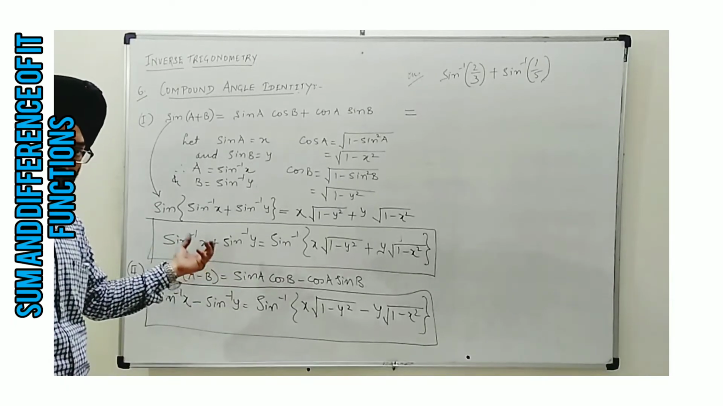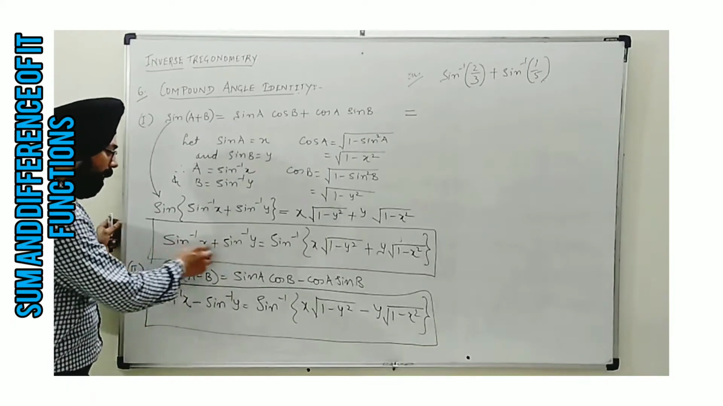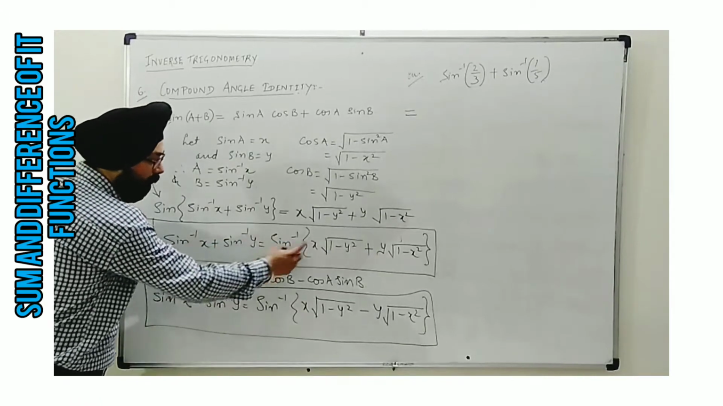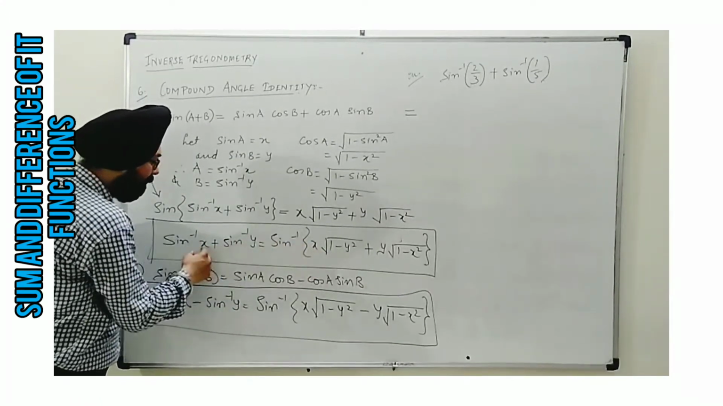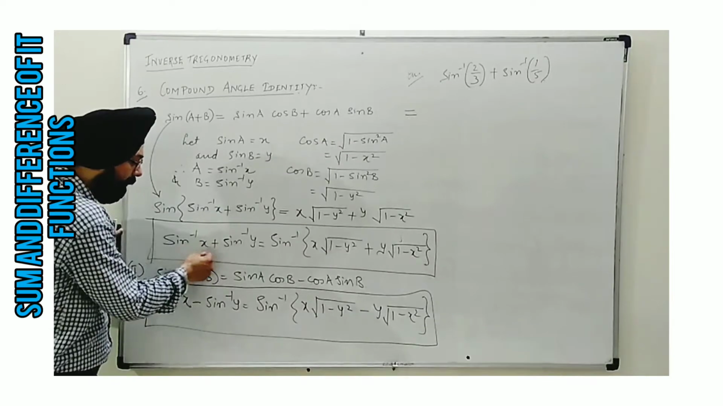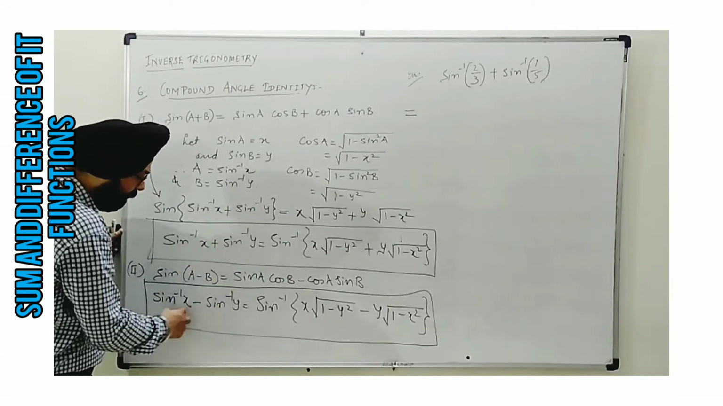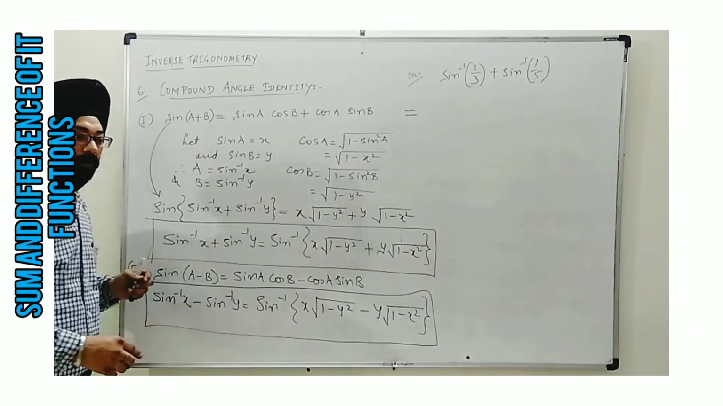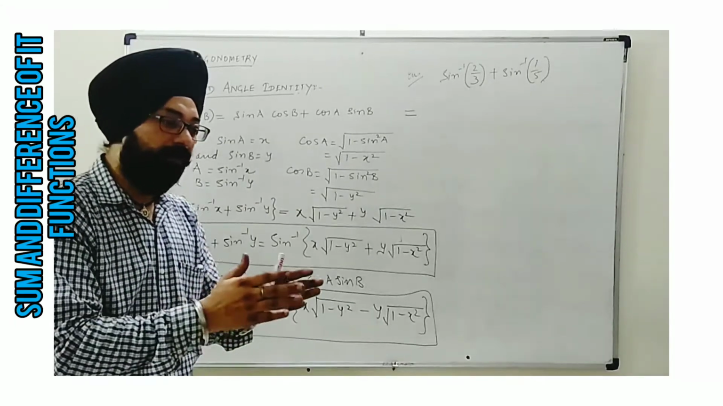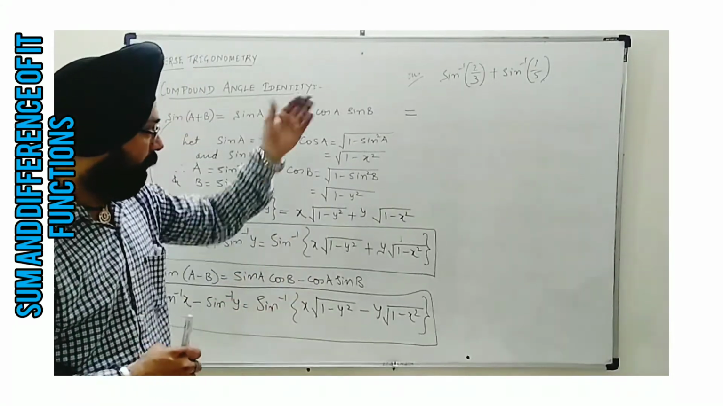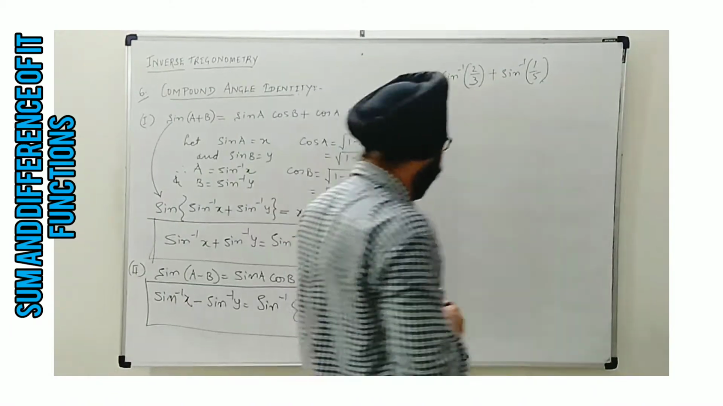Maybe more terms are given, 2 or more. Then combining them, we are making it a one term only. So this can be considered to be the addition of these two. This identity is for the subtraction of these two. So this way we can convert in one function, one term only. Now this example will help us to understand it better.